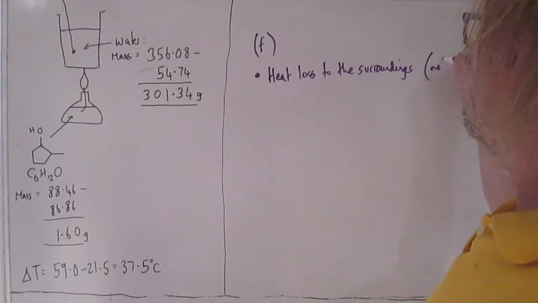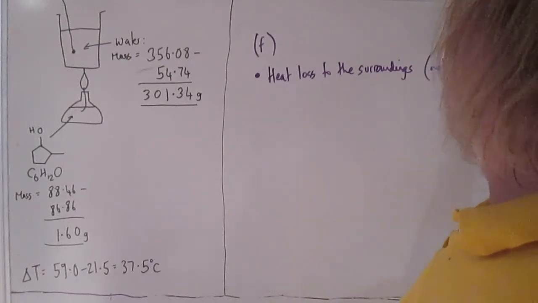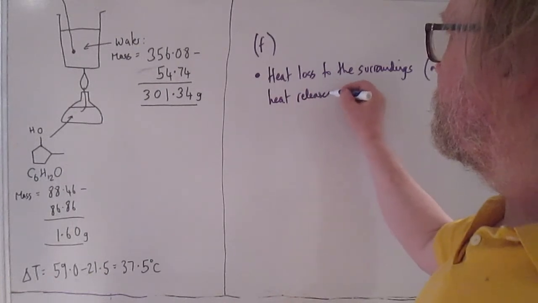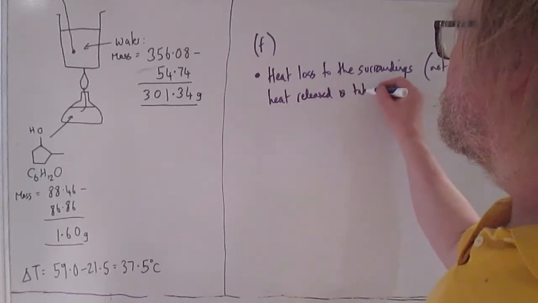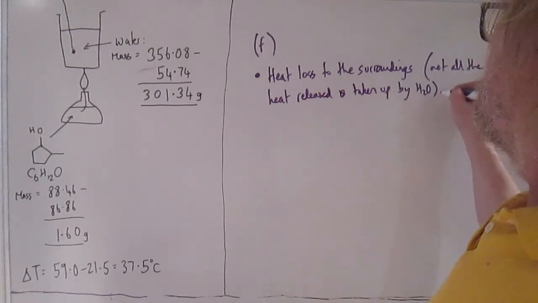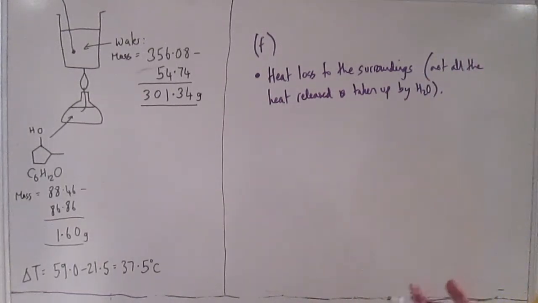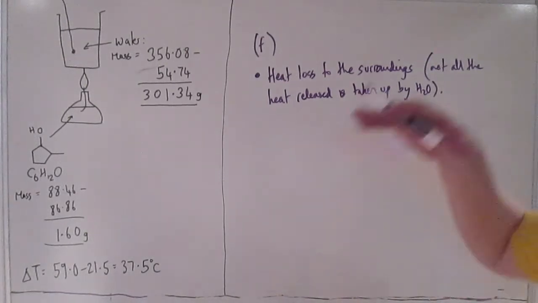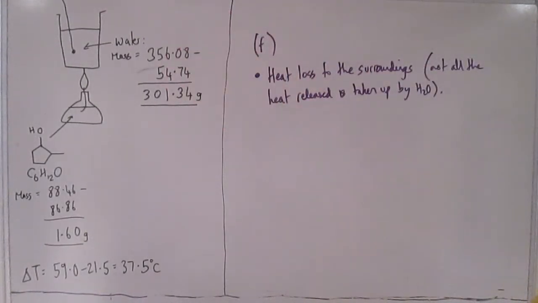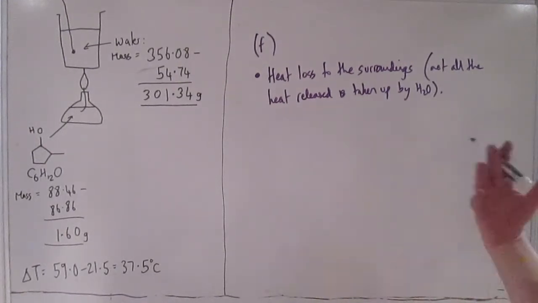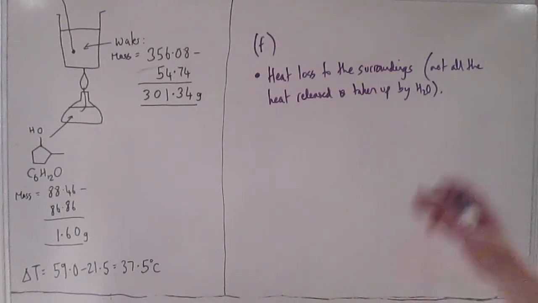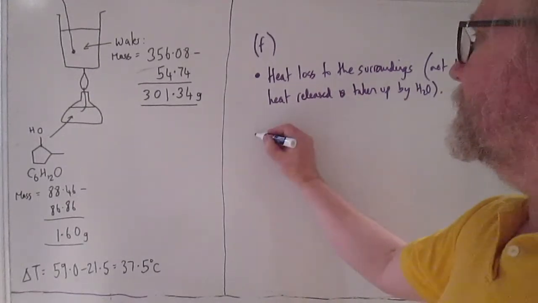In other words, not all the heat released is taken up by water. And of course the effect of that is that Q is underestimated, because when you calculate mc delta T, it is smaller than it would have been if all the heat had gone in there, so Q is underestimated, and therefore delta H comes out less negative than it should be. So that's the first one.